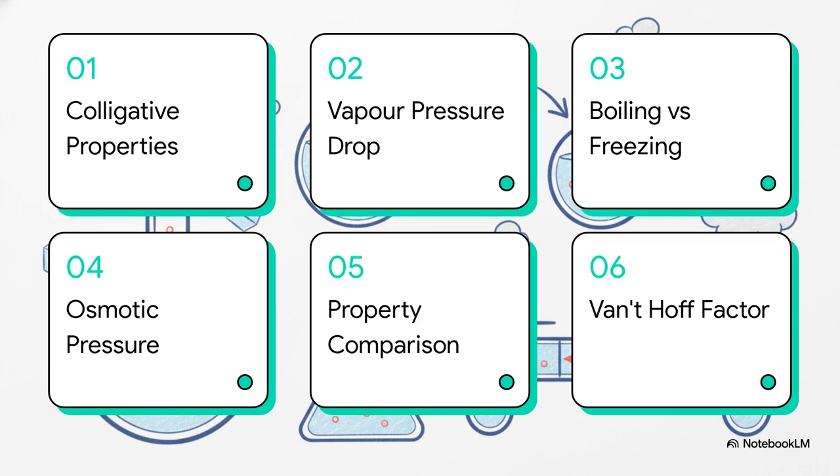So, here is our game plan for today. First, we'll answer what are colligative properties. Then, we'll look at the lowering of vapor pressure, compare boiling elevation versus freezing depression, and explore the power of osmotic pressure. After that, we'll hit comparing all 4 properties, and finally, we'll wrap up with the Van't Hoff factor.